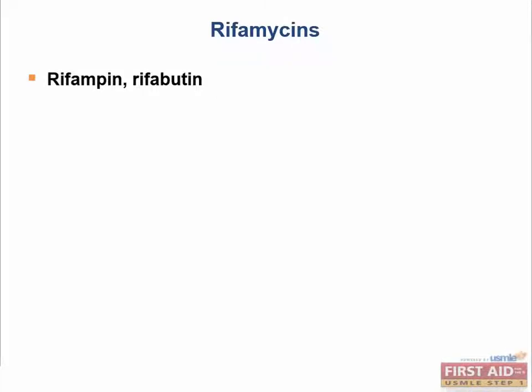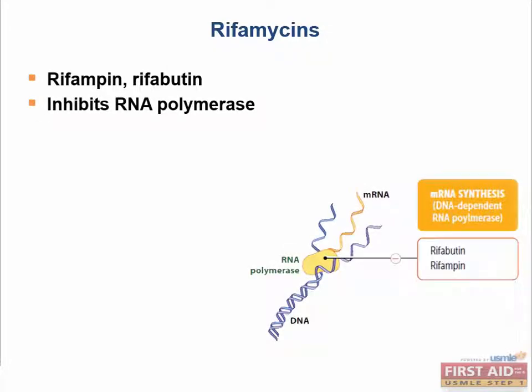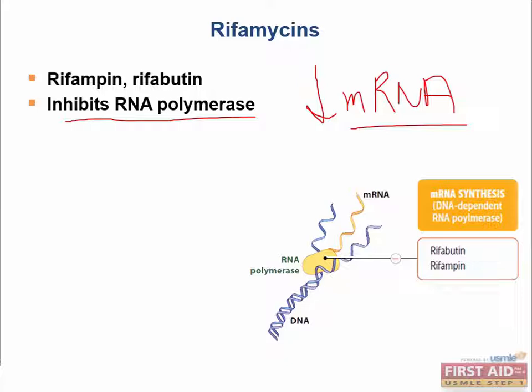Now that we have reviewed the basics of the mycobacterial cell, let's discuss the individual therapies used to treat these bacterium. The first class of drugs we'll talk about are the rifamycins, which include rifampin and rifabutin. These drugs work by inhibiting the RNA polymerase found in these organisms. By doing so, they decrease the mRNA production and therefore reduce bacterial proteins and kill the bacterium.